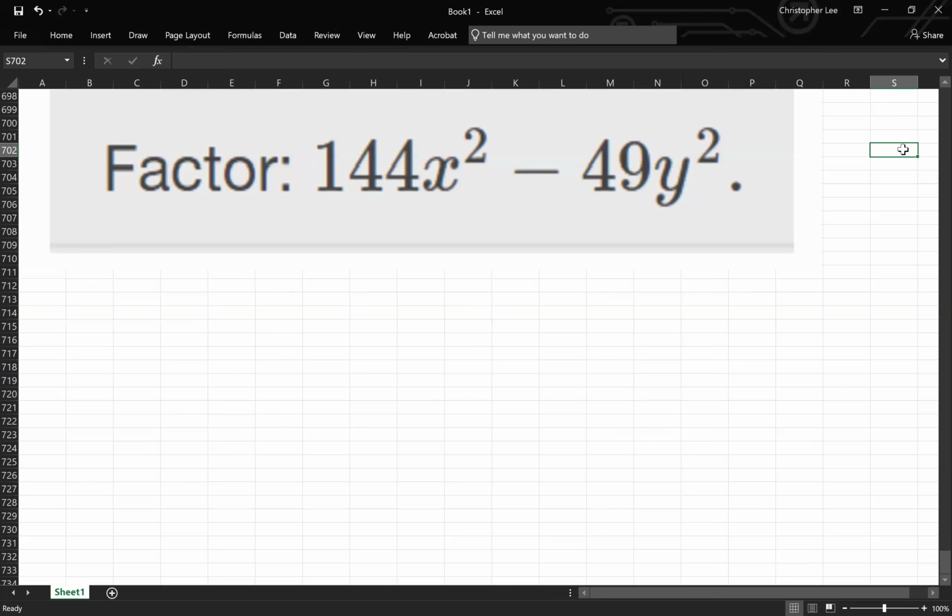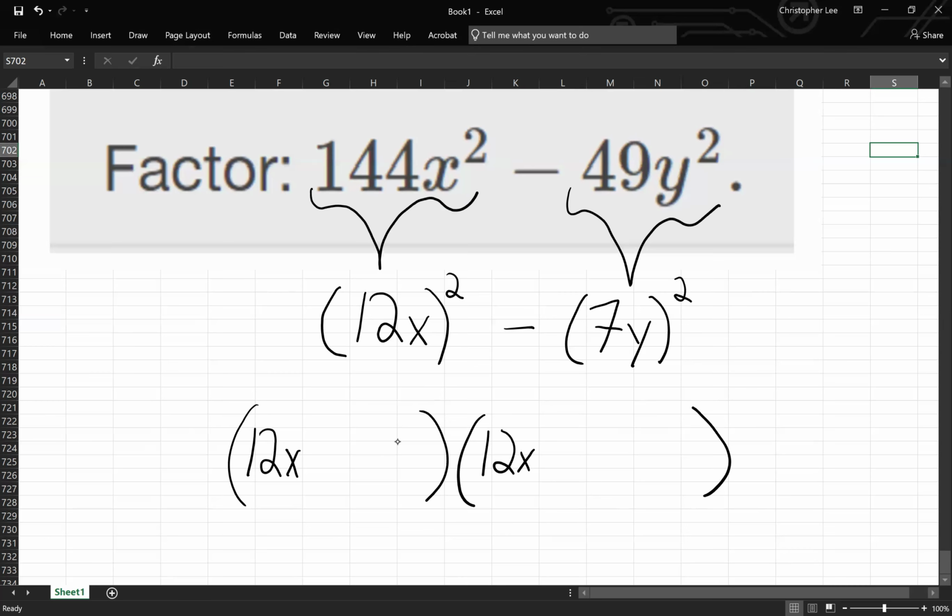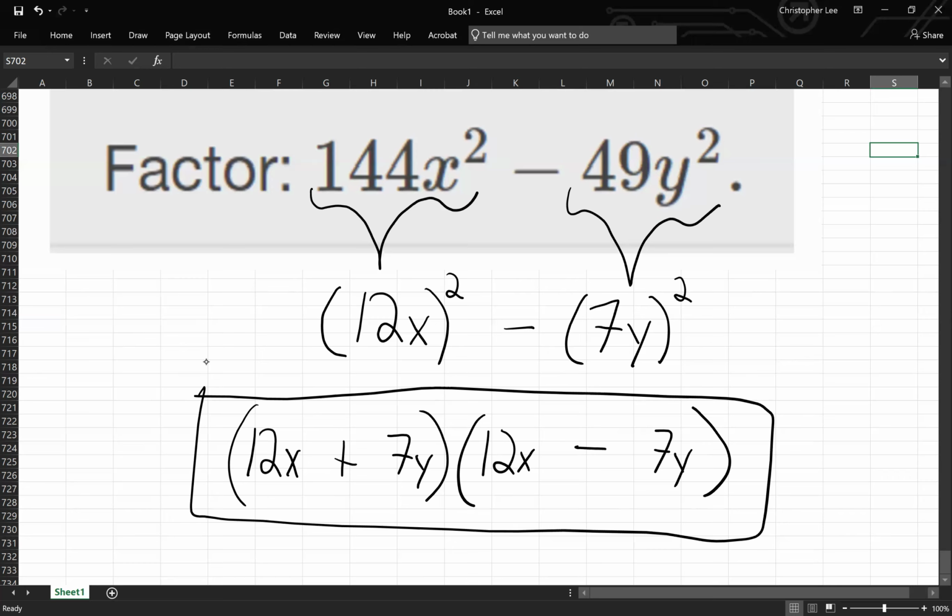All right, let's try this out. So you already know, my A term is going to be 12x squared, minus my B term, which is 7y squared. So you know that this is the difference of two perfect squares. My A term is going to be here and here. My B term will be here and here. One is positive, one is negative. Doesn't matter which one you call positive or negative. That's it. Questions on this? Anybody? Good? All right.